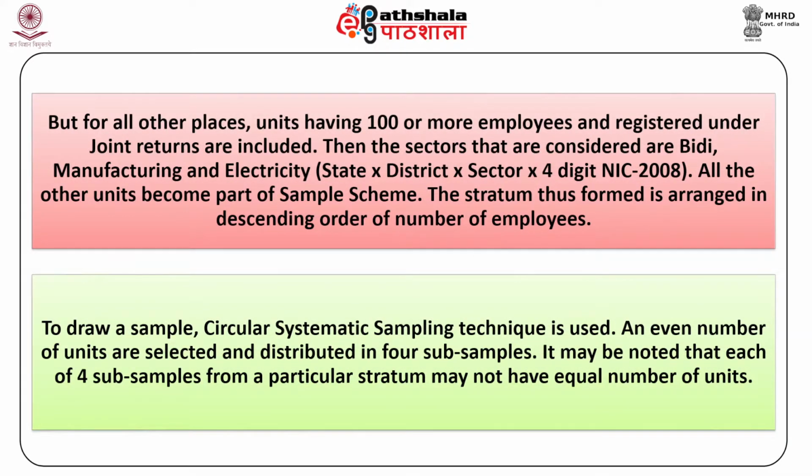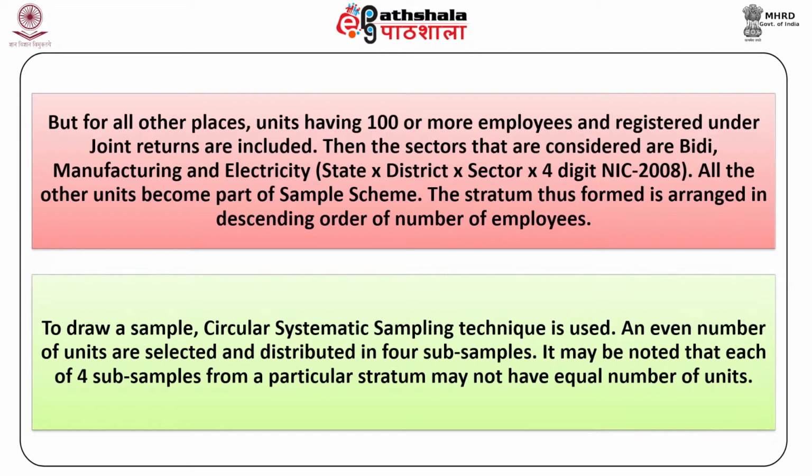But for all other places, units having 100 or more employees and registered under joint returns are included. Then the sectors that are considered are BD, manufacturing and electricity, that is state, district, sector and 4-digit NIC 2008 classification. All the other units become part of the sample scheme. The stratum thus formed is arranged in descending order of number of employees.